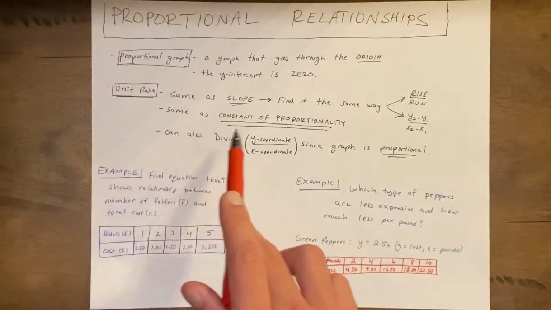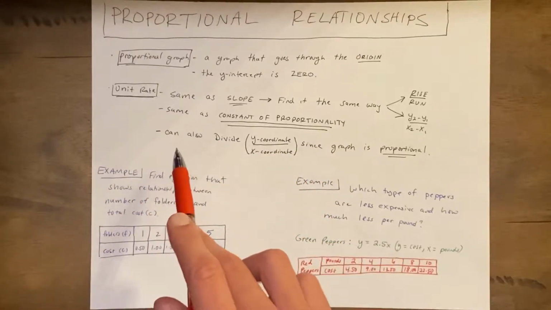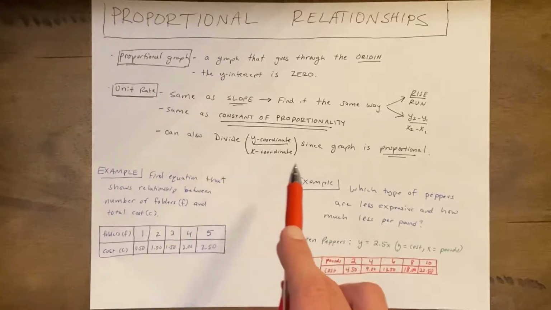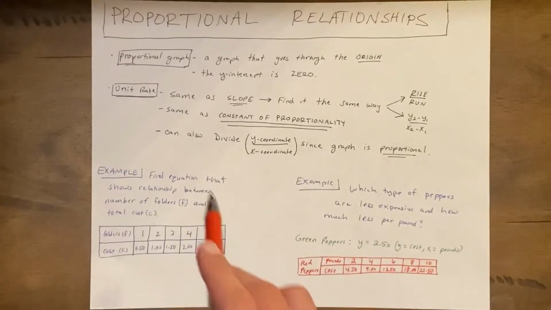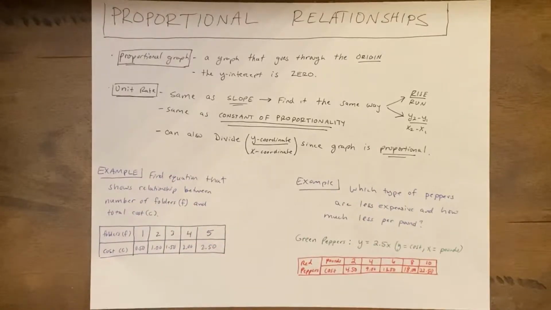This is also called the constant of proportionality. Big word there, if you hear that. It means unit rate, which is slope. We can also divide the y-coordinate by the x-coordinate, since the graph is proportional. So this last way is my favorite way to do it because it's a whole lot easier. So we'll look at some examples here.